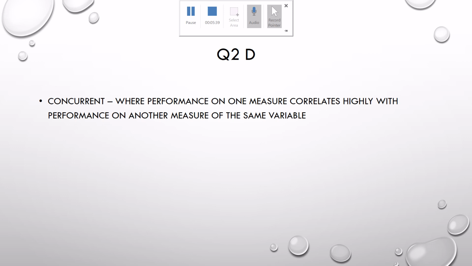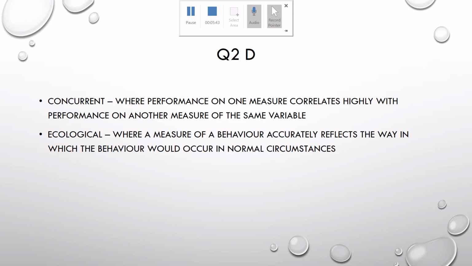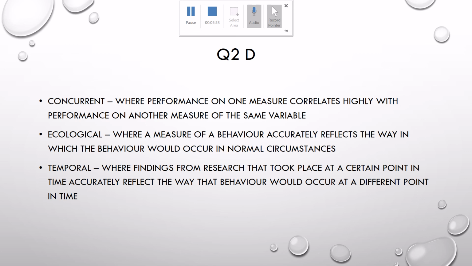So that was where we looked at the BuzzFeed quiz and we looked at the IQ quiz. Ecological, where a measure of behaviour accurately reflects the behaviour in the real world. So ecological validity, can it be applied to the real world? And temporal validity, where findings from the research apply to the time that we're applying them to. So can we confidently apply them to modern day if it's old research? And internal validity, can we be confident of cause and effect?